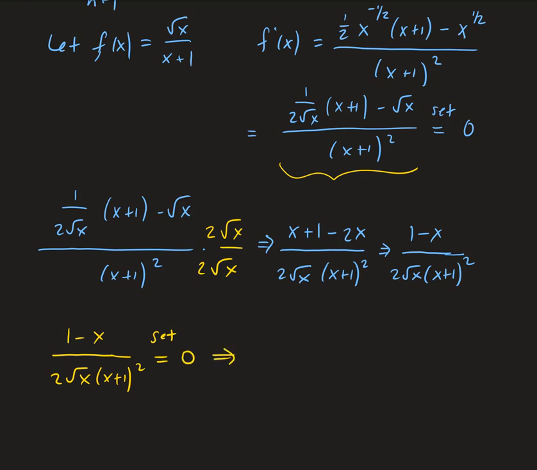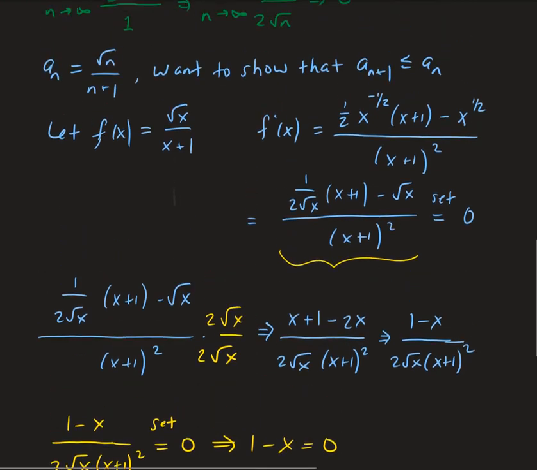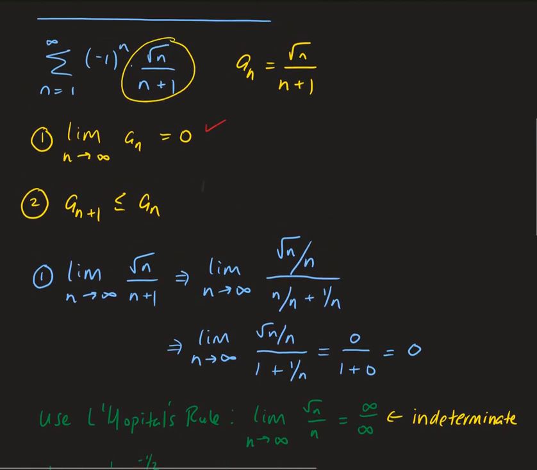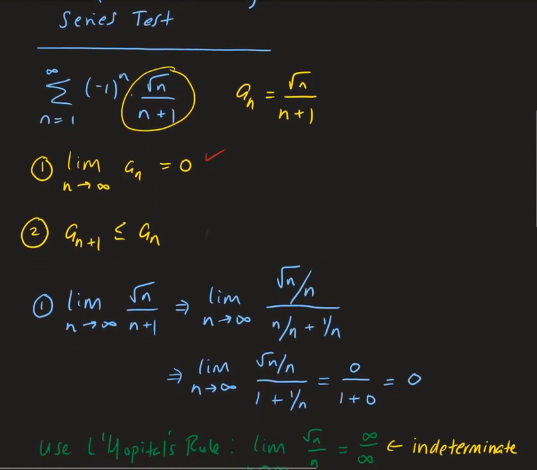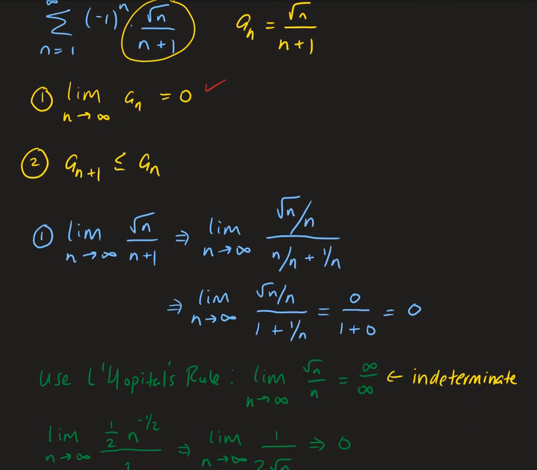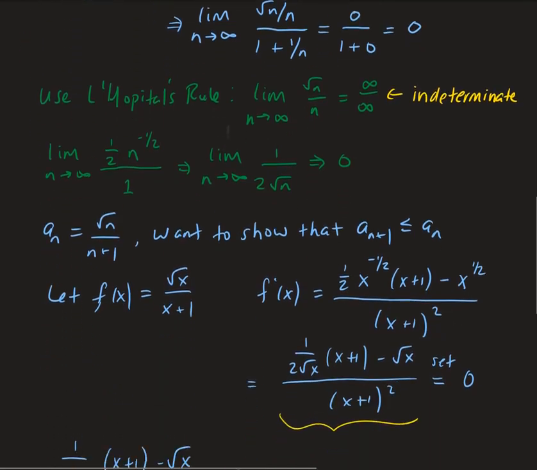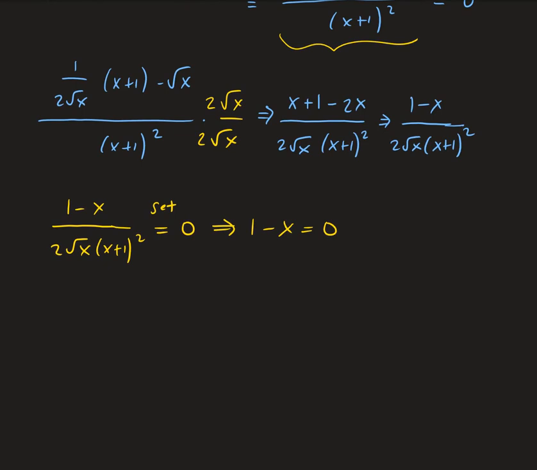If we multiply both sides by the bottom here, this statement is equivalent to solving 1 minus x equals 0. Remember, this is based on our nth term in our series, on the interval from 1 to infinity, so we want to see if the nth plus 1 term is less than or equal to the nth term on that interval. Solving this, we get x equals 1. That's going to be our critical value here.